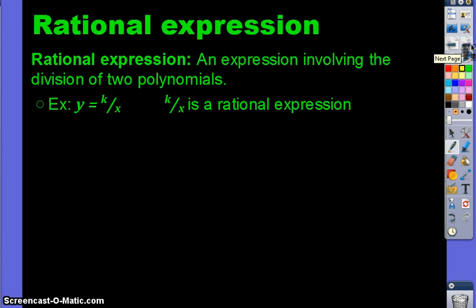First of all, let's pause the video and write this definition down. You're probably already familiar. We know what a rational number is. It's a number that can be written as the ratio of two integers. So a rational expression is an expression that involves the division of two polynomials. And we've been talking a lot about inverse variation. In our inverse variation equation, y equals k over x, the k over x part is a rational expression.